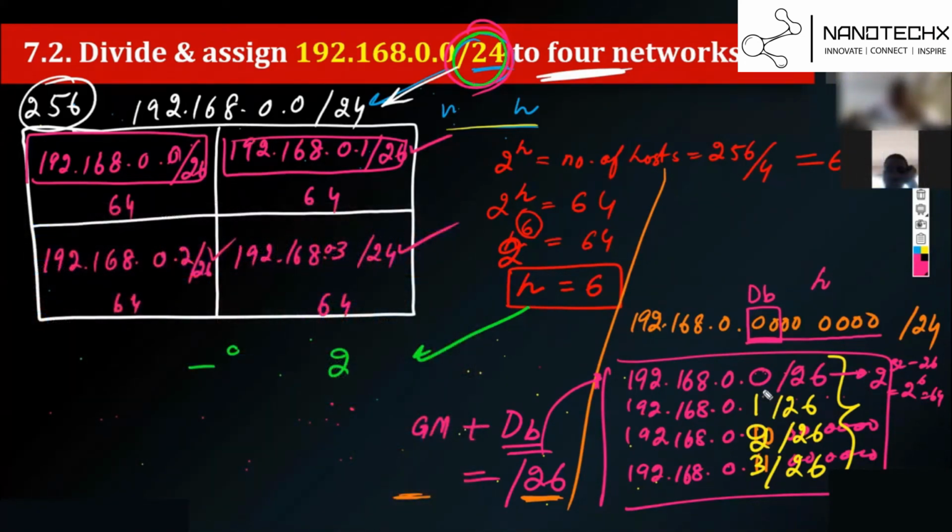Sorry, we converted it wrong. It is not 0, 1, 2, 3. This one is 0. The second one is going to be 64. The third one is going to be 128, and the fourth one is 192, not 3. So these are the 4 networks which we have divided into.